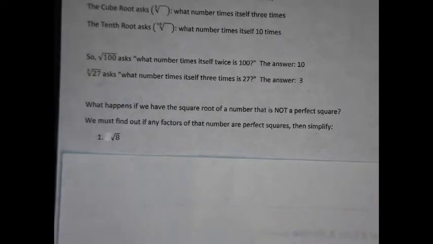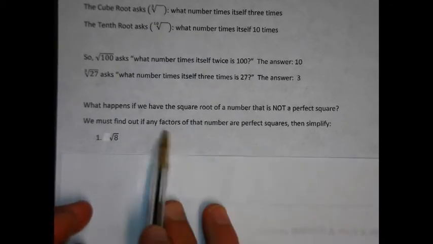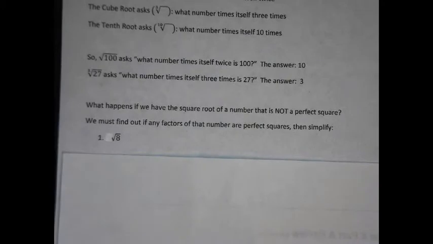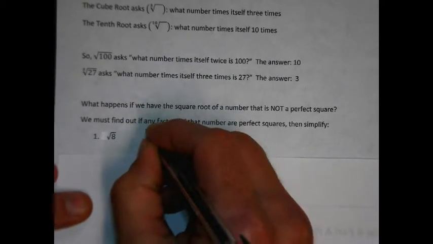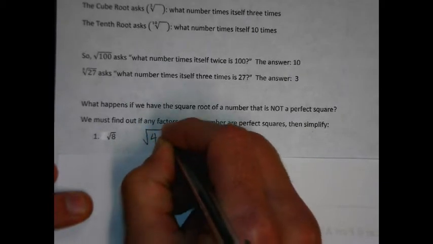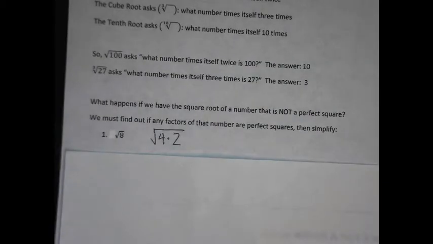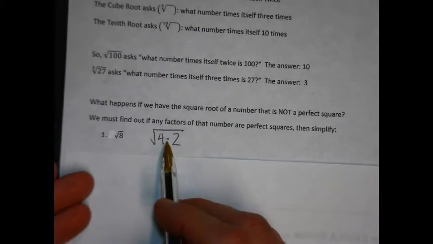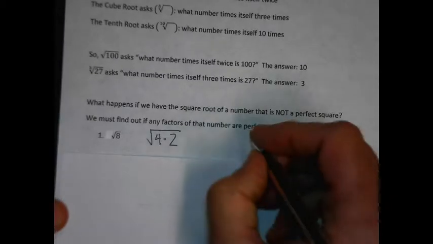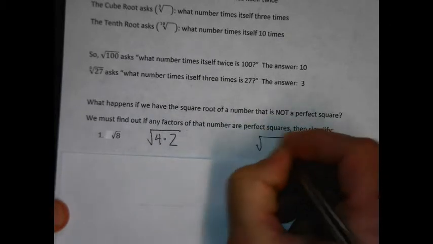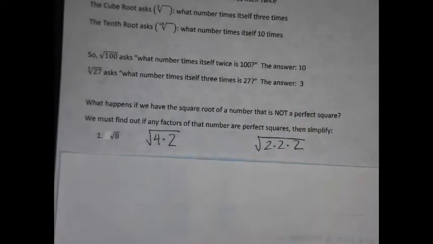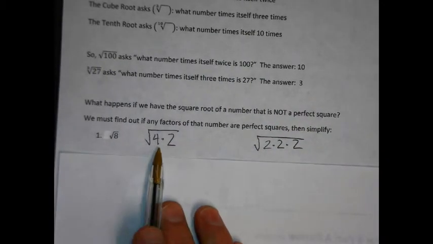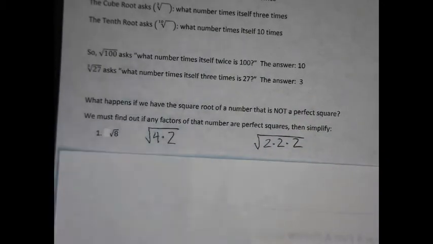Well, we have to realize that 8 is a number that is made up of factors, and you know what? One of the factors of 8 is a perfect square. So what we can do is rewrite 8 as 4 times 2, and understand that 4 is a perfect square. Now, we can also rewrite 8 as 2 times 2 times 2, because that's what it is, right? Because 4 is 2 times 2. So there are 2 ways we can approach simplifying this radical.